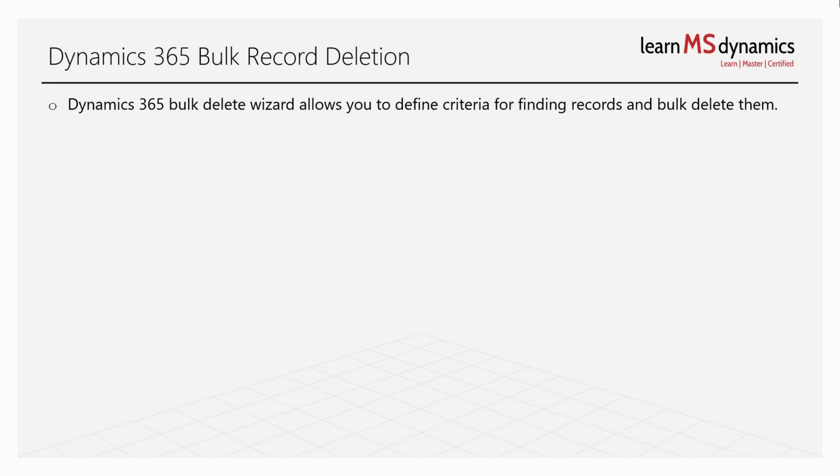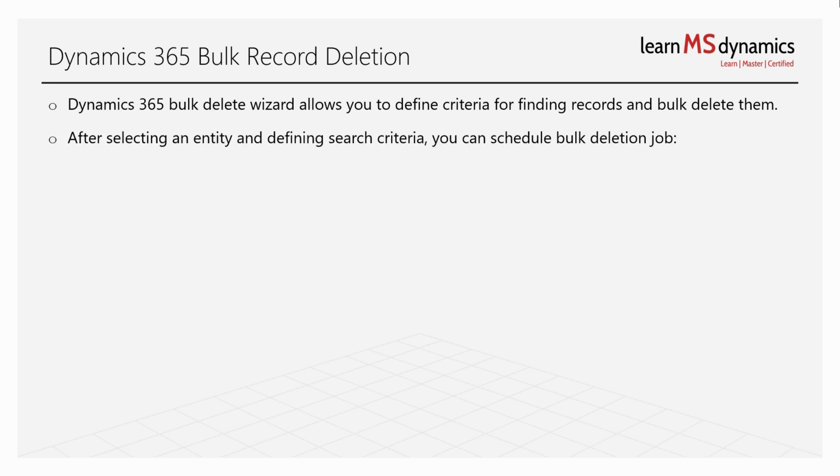So the Dynamics 365 bulk delete wizard allows you to define criteria to find records that are no longer required or that have become inactive, records that you don't need anymore and you just want to clean up. So you can find those records using the bulk delete wizard and you can bulk delete them. When you create a new bulk delete job, you are going to select an entity for which you want to delete records. You are going to define the search criteria, similar to how we did for duplicate detection, and then you can schedule the bulk deletion job.